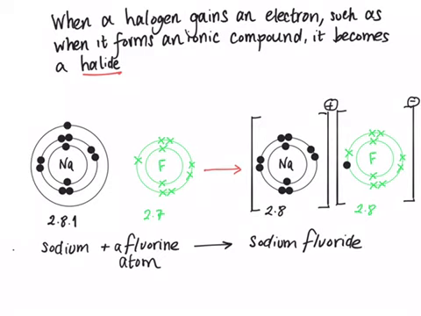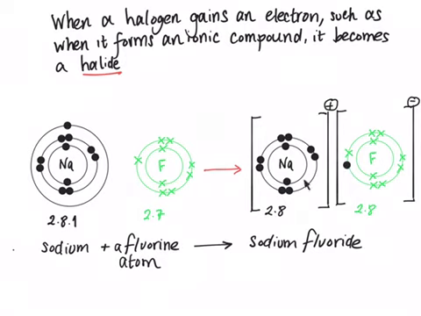So when a halogen gains an electron, such as when it reacts with sodium, it forms an ionic compound. Remember, an ionic compound is when a metal reacts with a non-metal, and the halogen becomes a halide. So fluorine, when it gains an electron and becomes F-, becomes fluoride. So here's the example. If we take sodium, with 2 electrons, 8 electrons, 1 electron, and it reacts with a fluorine atom, which has got 2 electrons and then 7 electrons, to get a full outer shell, the sodium gives this electron away to the fluorine.